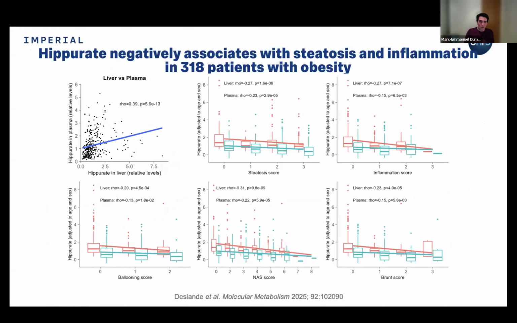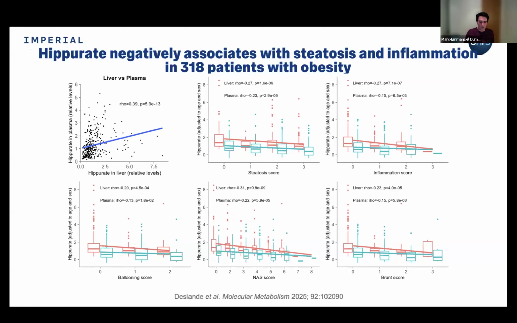More recently, this is just off the press. We just got the paper accepted and published online over the Christmas break. We've looked into a lot of the work that has been done on hippurate by ourselves and by others, which has been done mostly in biofluids, so mostly plasma, but also urine.